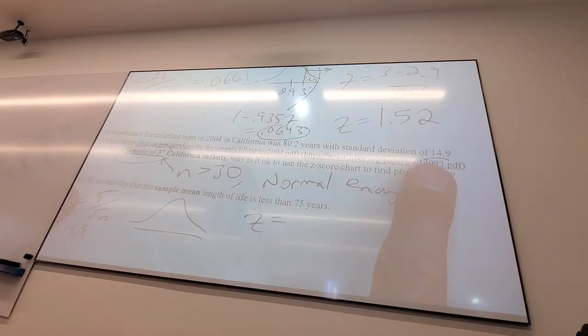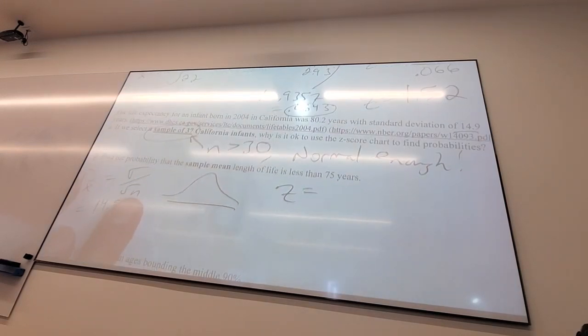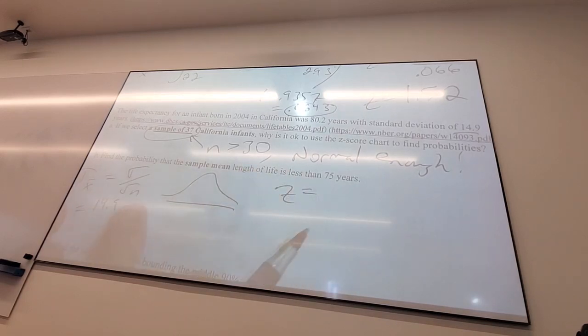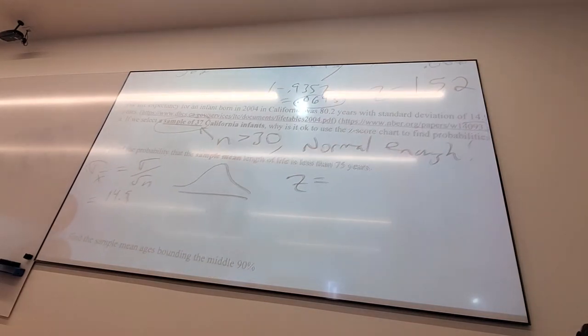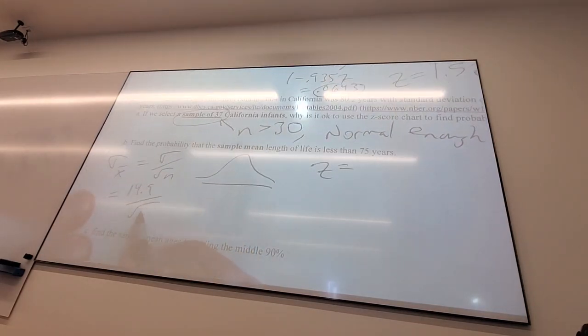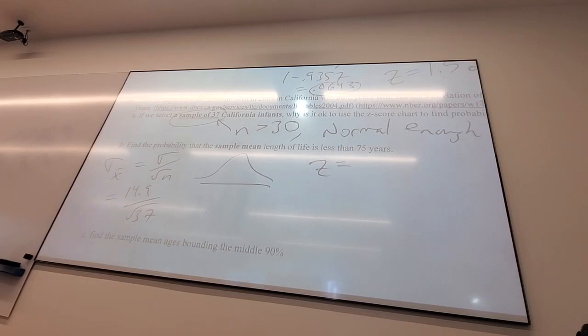I really want it to make sense immediately. I understand if the why of the square root of n doesn't make sense, but the fact that it has to change should make sense. When I divide by the square root of the sample size, I'm converting it into a spread of groups of size 37. How spread out would they be from each other, from the mean of them?